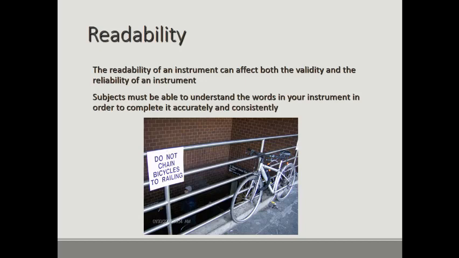I thought this was kind of a funny picture. The sign clearly says, "Do not chain bicycle to railing," and yet right next to it there's a bicycle chained to the railing. Now, perhaps the bike owner just didn't care, or it could be a situation where the person was not able to read the sign at the level it was written at. In that case, the person was not able to follow the directions and do what the sign writer wanted him or her to do. That is not what you want to happen when you're conducting a study.